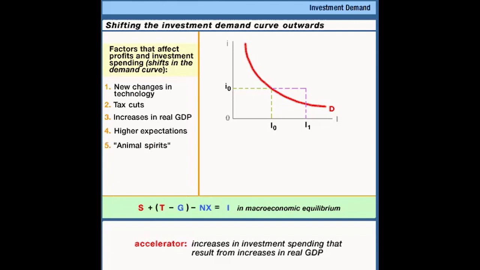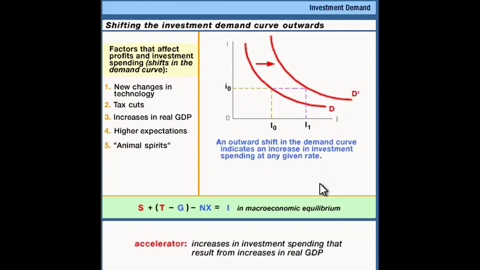Any of these changes can lead to an increase in the demand for loanable funds, an increase in investment spending at any given interest rate. So we show that by a shift in the demand curve. On the other hand, if things change in a way that's adverse for business, then the demand for loanable funds shifts inwards. Businesses want to borrow less money at any given interest rate.